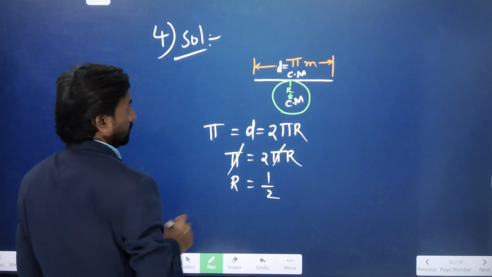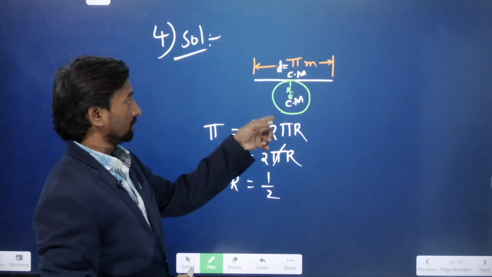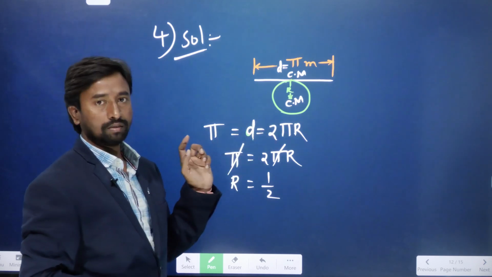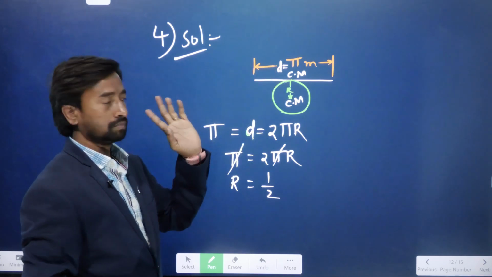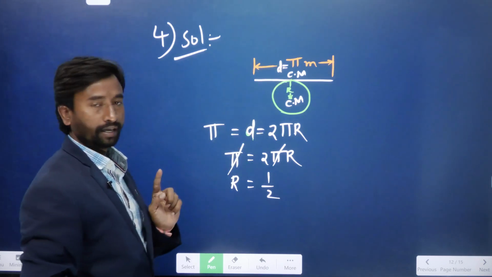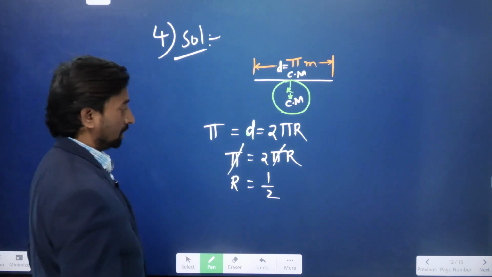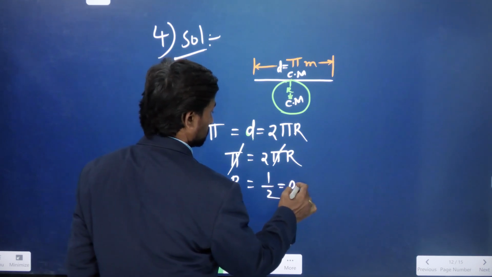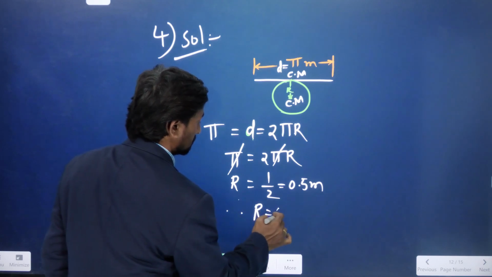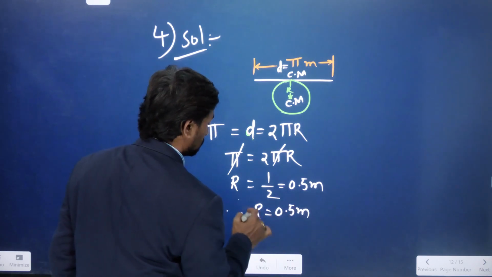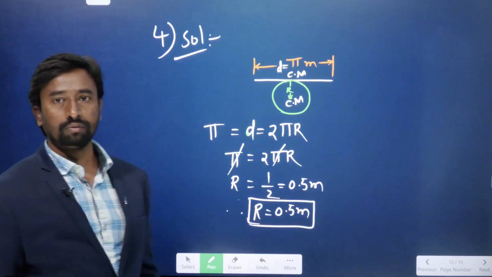So then this r we should find out. The circumference of a circle is nothing but 2 pi r, and the length of the straight wire is given as pi m. So this d is nothing but pi. Pi and pi will be cancelled here. R is equal to 1 by 2, which is 0.5 meters. So therefore r is equal to 0.5 meters.